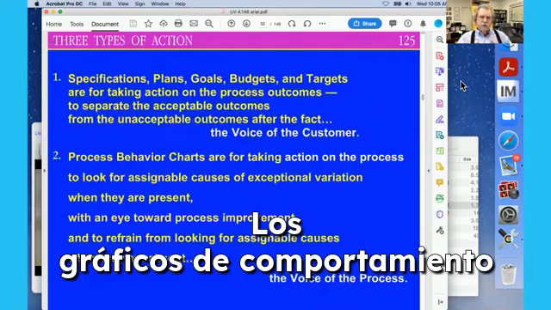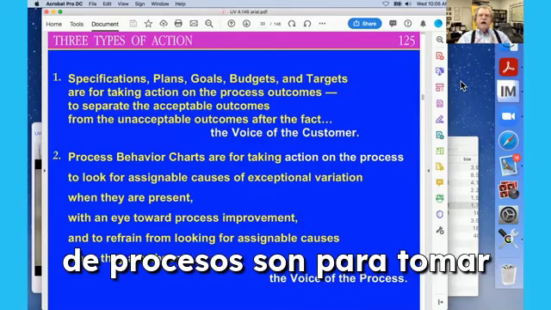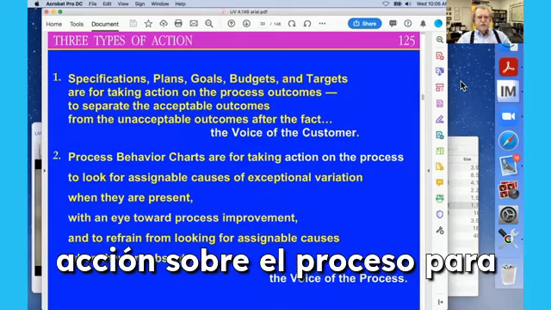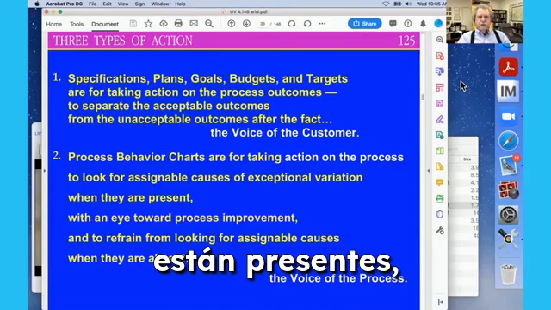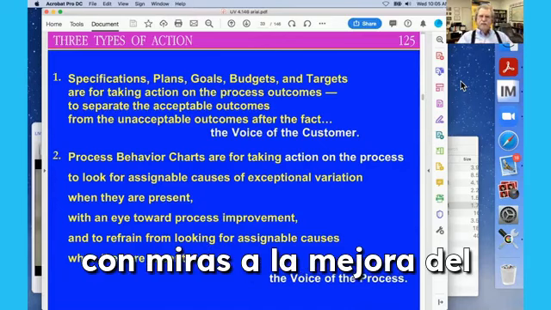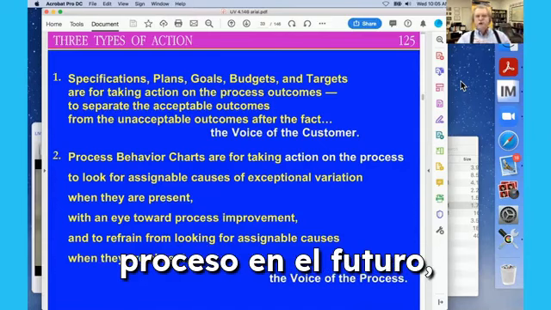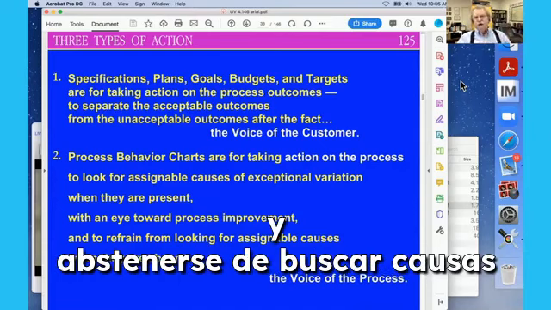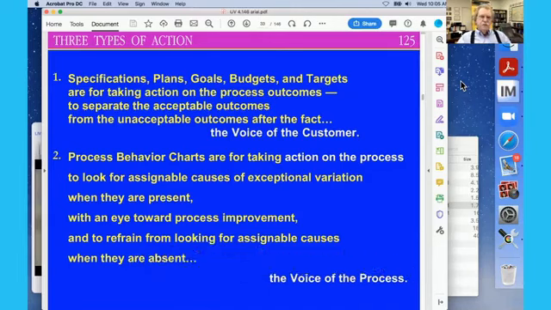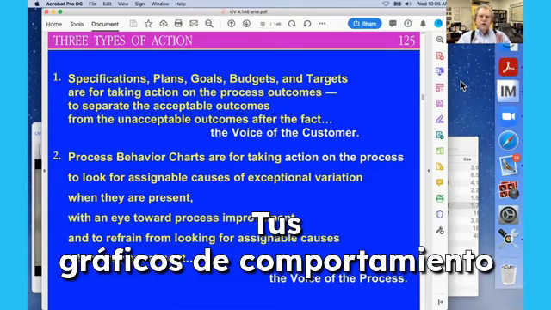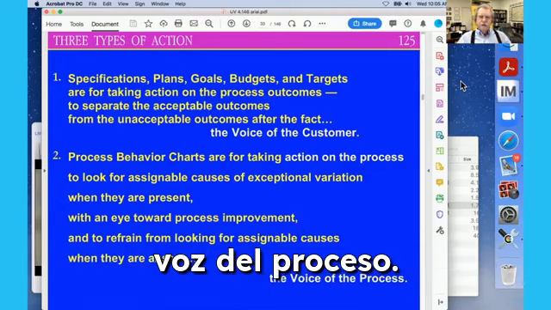Process behavior charts are for taking action on the process: to look for assignable causes of exceptional variation when they are present, with an eye toward process improvement in the future, and to refrain from looking for assignable causes when they are absent. Your process behavior charts are the voice of the process.